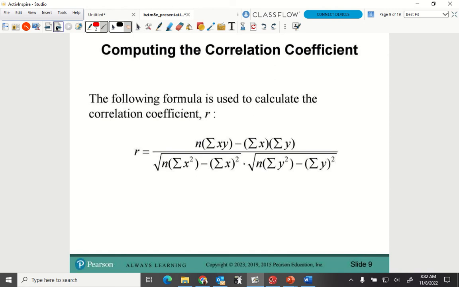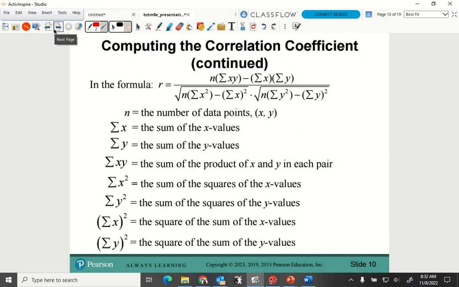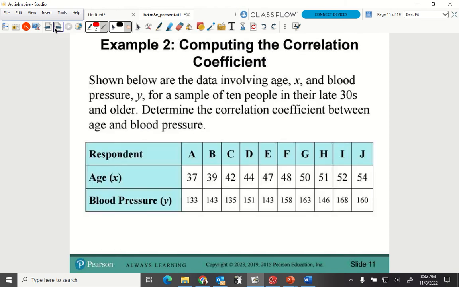All right, so look at this. Man, this is easy, isn't that right? Look at all that, a bunch of Greek letters to go along with this. So it's a sum: n times the sum of x times y, minus the sum of x times the sum of y, and then the square root of each multiplied apart, and so on.